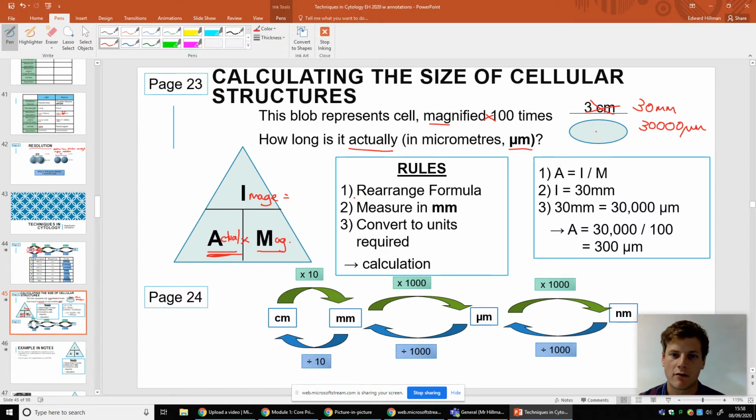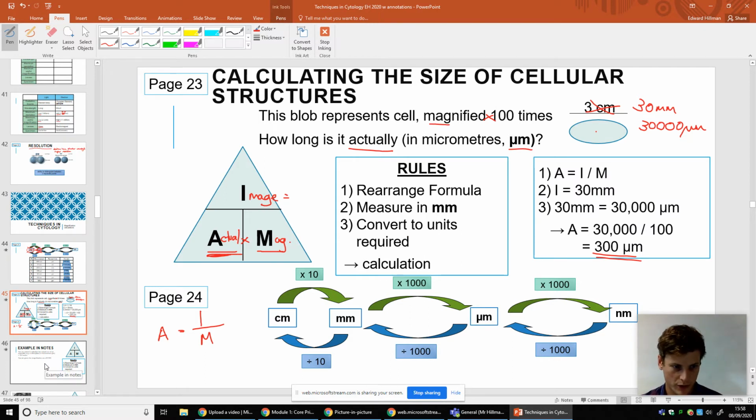We should have already rearranged the formula, so we know that the actual is the image divided by the magnification. So the image size is what we've measured, what is down in front of you on the page, 30,000 micrometers divided by the magnification that you've been given in the question. So 30,000 divided by 100, 300 micrometers. Okay. Now, if you follow those same rules with each one of these questions, you can't go wrong.